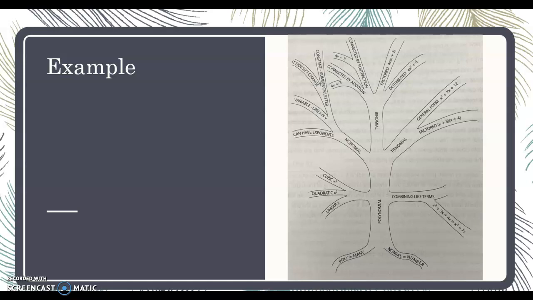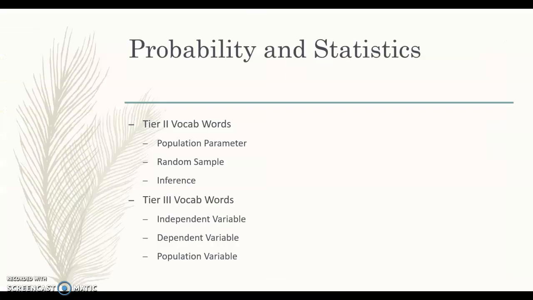So here's the example that was in the book of a vocab tree. We'll take the bigger words like polynomial, trinomial, binomial, and monomial. Those are our big core words. And then, as you can see, each branch is either a general form, factored form, or just different forms of each trinomial, binomial, monomial, and polynomial. So it's just more words and examples of how to explain a trinomial and its different forms.